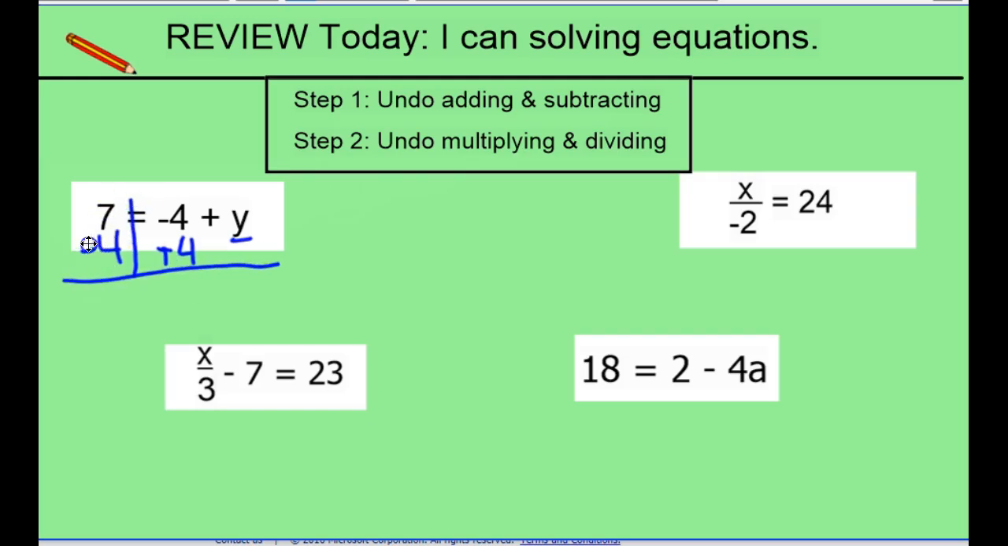So 7 plus 4 gives me 11. Those 4's cancel. And we have y. So y equals 11, or 11 equals y.